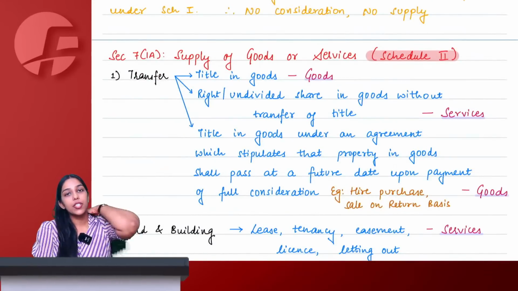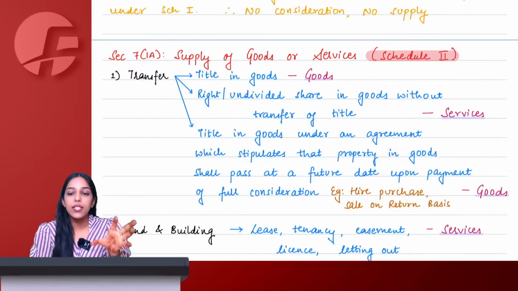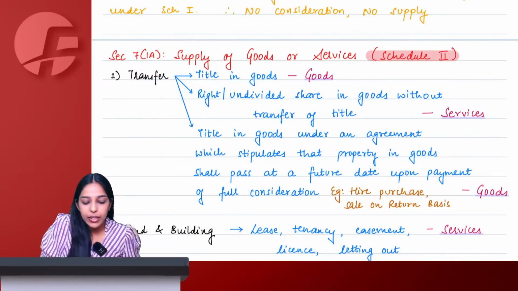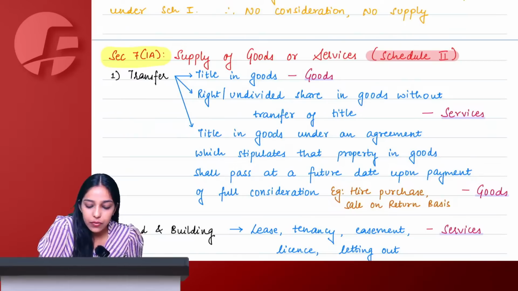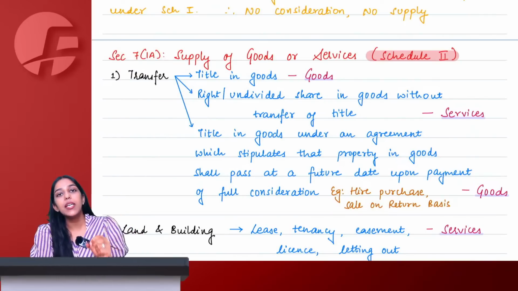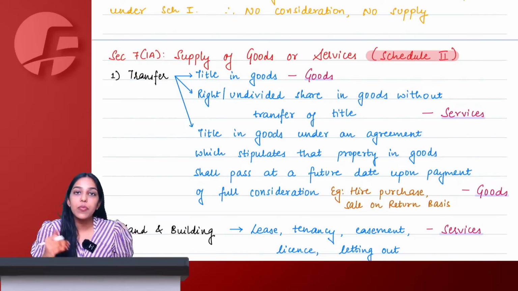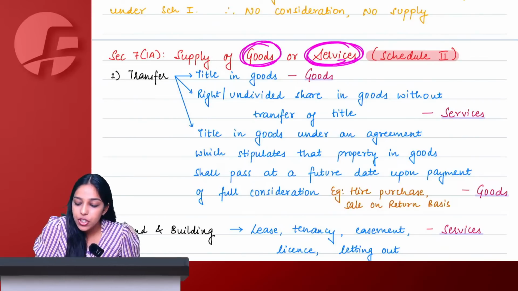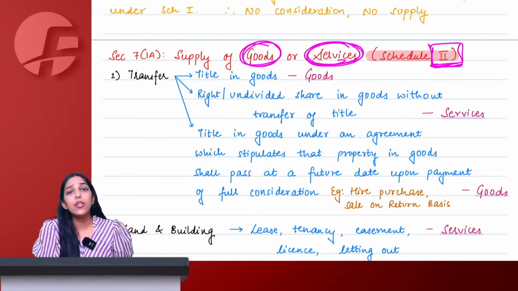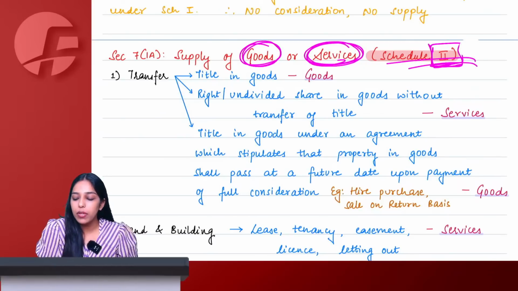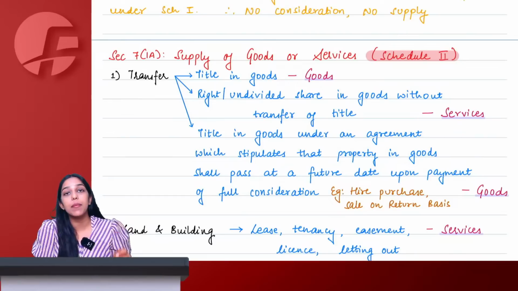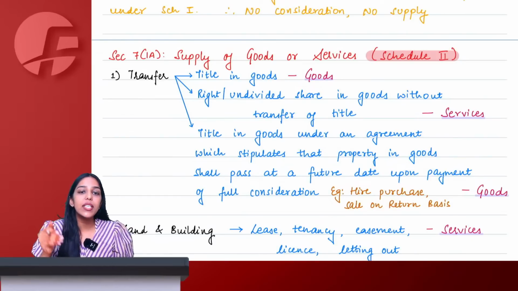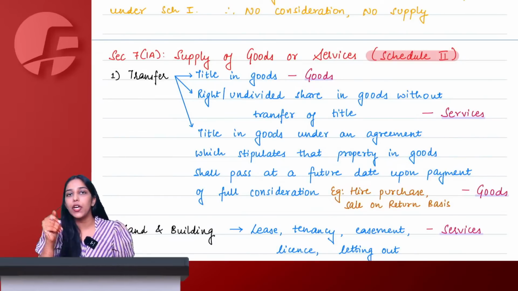This was all about section 7(1), which says what is included in supply. Now we understand section 7(1A), which says that okay, if something is a supply, then please tell us whether it is supply of goods or supply of services. So Schedule 2 of GST read with section 7(1A) says that we understood it is a supply, but now we need to know whether it is supply of goods or supply of services.